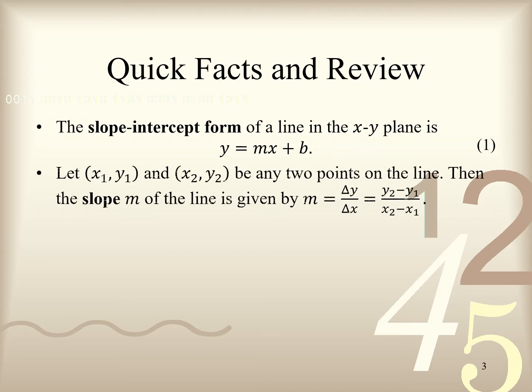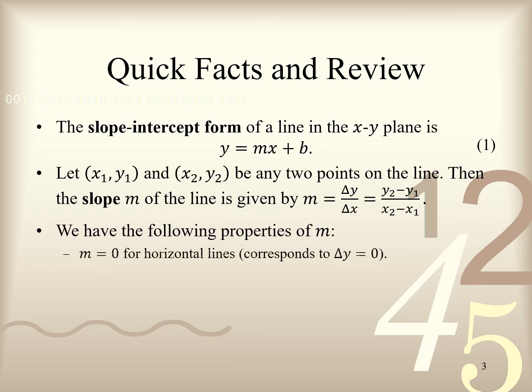Let (x1, y1) and (x2, y2) be any 2 points on the line. Then the slope m of the line is given by the ratio delta y over delta x, where delta y is the difference in the y values y1 and y2 and delta x is the difference in the x values x1 and x2. We have the following properties of the slope m.